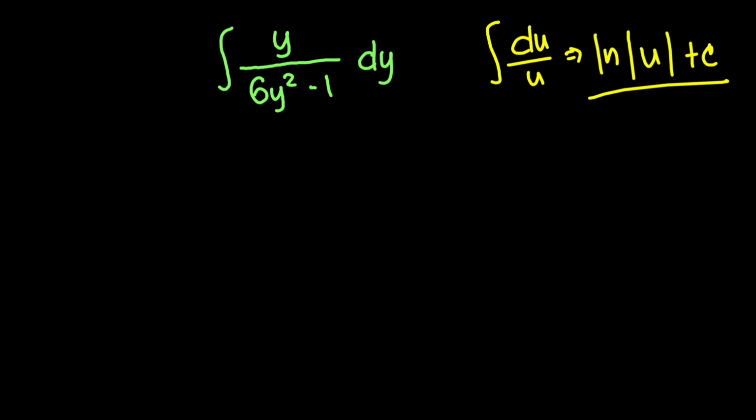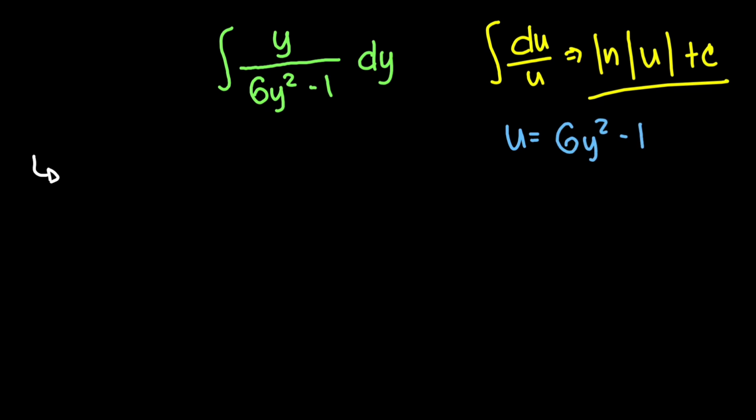Next up would be the integral of y over 6y squared minus 1. So, first of all, when you're doing something like this, you must first check the powers of the exponents. The power of the exponent in the numerator is 1, and the power of the exponent in the denominator is 2. So, if the denominator's power is greater than the numerator's, you can use u substitution. So let u be equal to 6y squared minus 1.